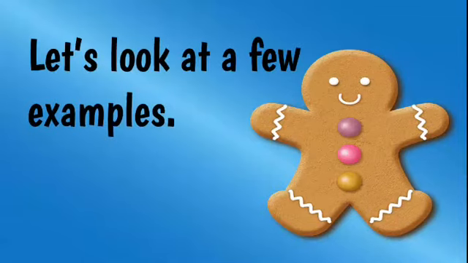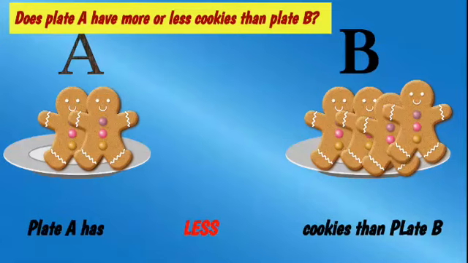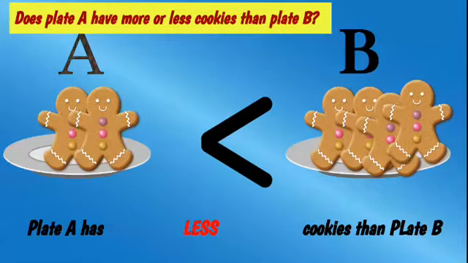Let's look at a few examples. Does plate A have more or less cookies than plate B? Plate A has less cookies than plate B. So the symbol's pointed end faces plate A, which has less cookies, and the open end faces plate B, which has more cookies. So plate A has less cookies than plate B.